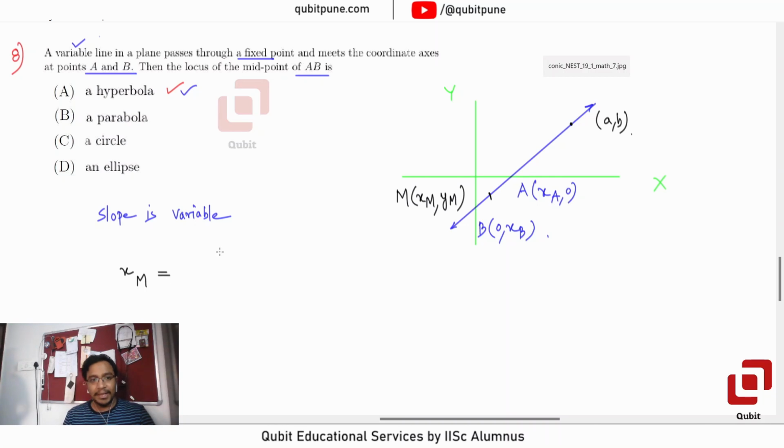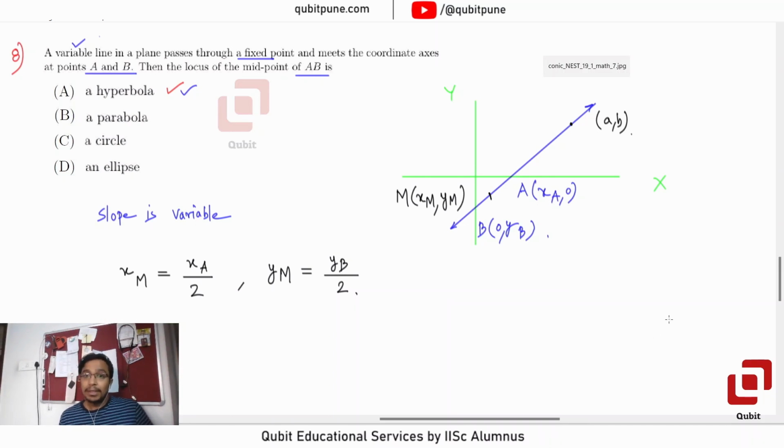So xm will be half of xa, and ym will be half of, oh sorry, I should have taken this as yb, sorry. So ym will be yb by 2. Got it? ym will be yb by 2. Now we would like to find a relationship between the x coordinate of point M and the y coordinate of point M. Now you tell me, how can we proceed?